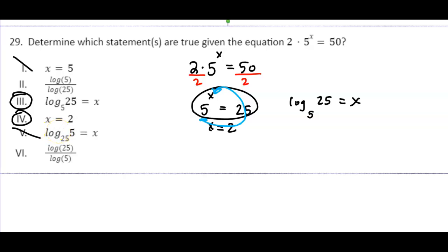Now, we can continue with what we did here and do the change of base formula. If you do the change of base formula on the left-hand side, you get that log of 25 divided by log of 5 gives you x, and that allows us to choose our final option, which would be 6 and not 2.